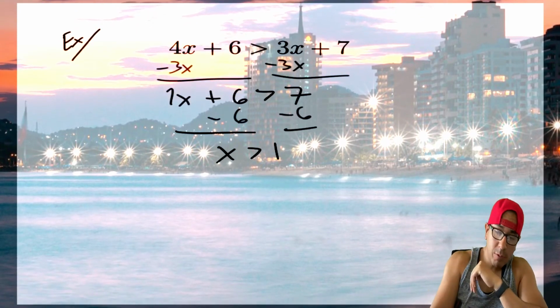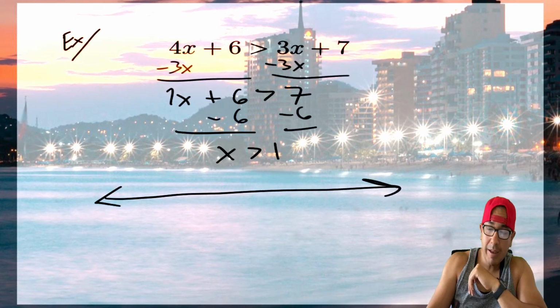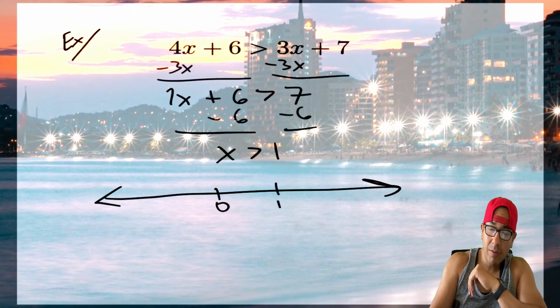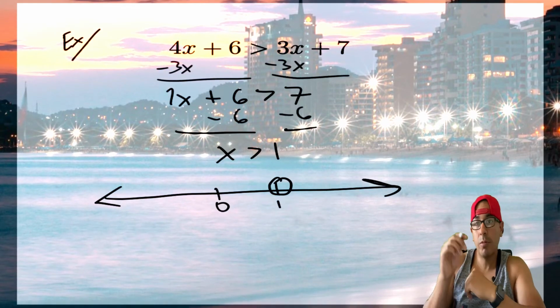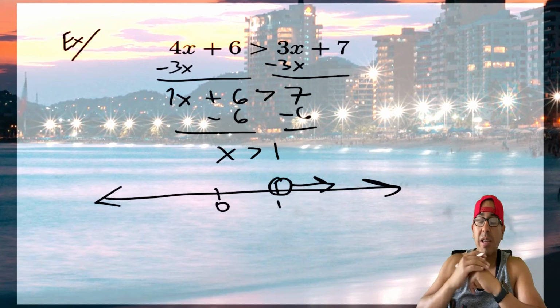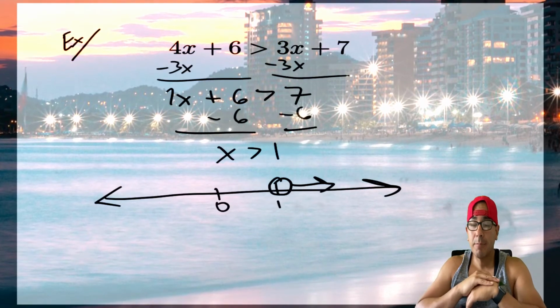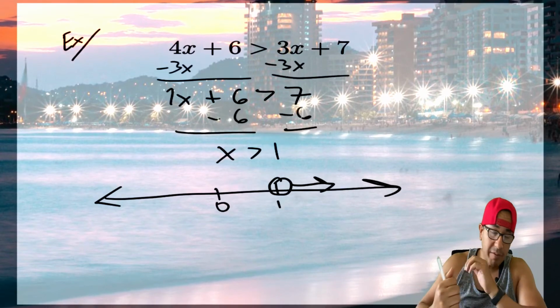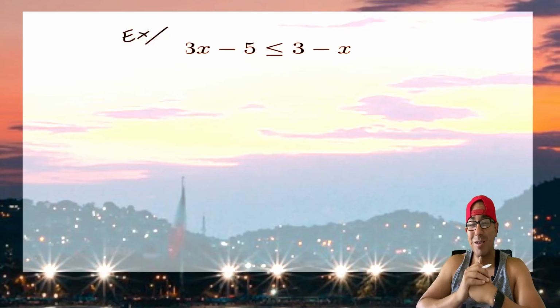So here, if I'm doing my number line, I got 0 somewhere, 1 right here, and again we have an open circle or a parenthesis depending on your textbook, and you're shading everything to the right-hand side. All right, any questions? Good, because I don't have time to answer them. All right, let's do another one here.